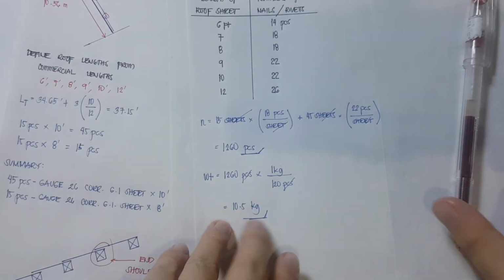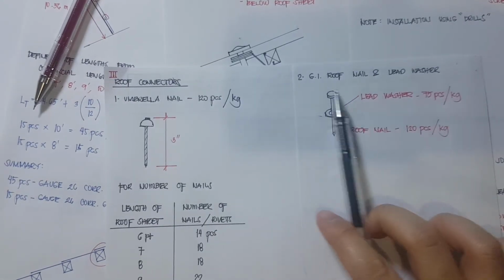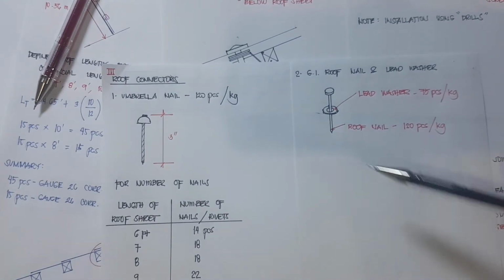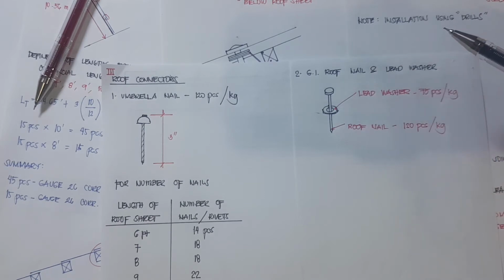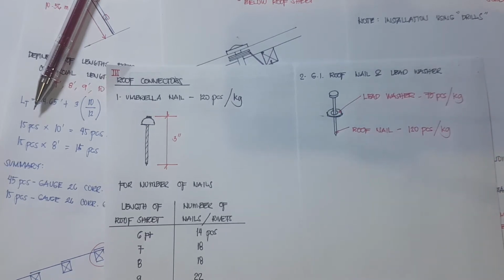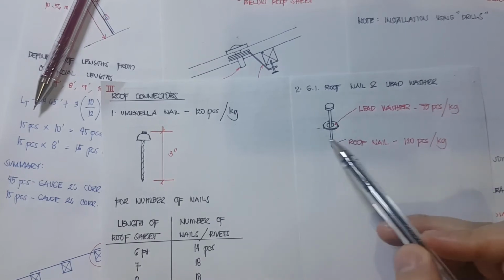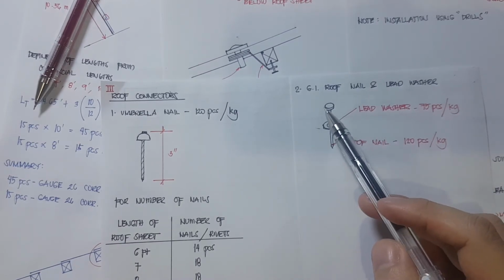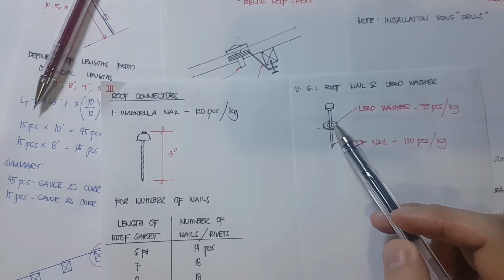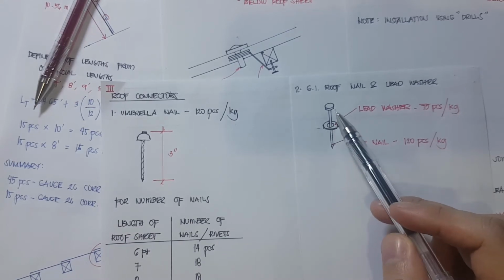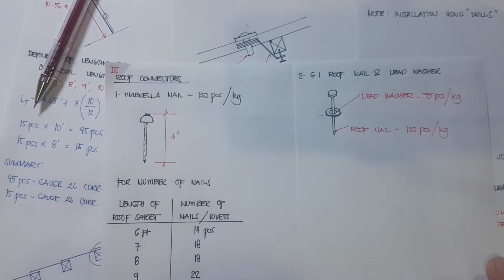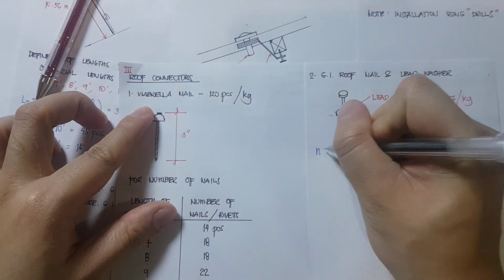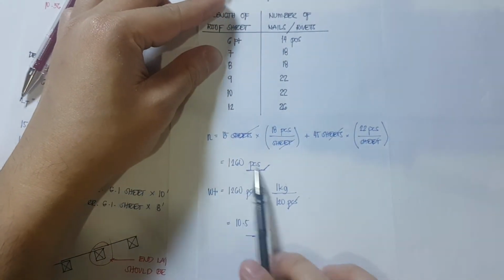Next is the GI roof nail and the lead washer. For the GI roof nail and the lead washer, pwede itong gamitin for timber. And if that would be the case, gagamit tayo ng lead washer pag ganitong ordinary roof nail lang. That is to distribute the stress dito sa part na to. Madidistribute yung stress, hindi masisira yung ating GI sheet. So, ganun din yung computation.